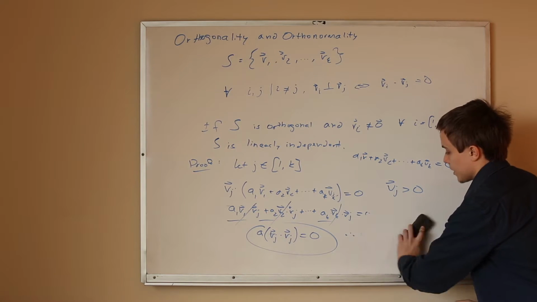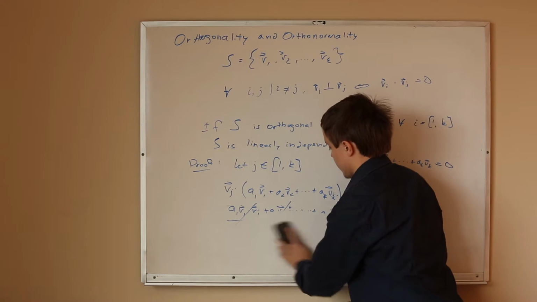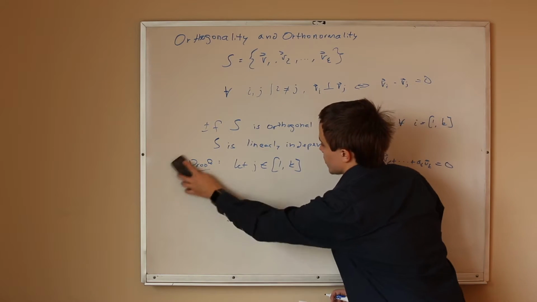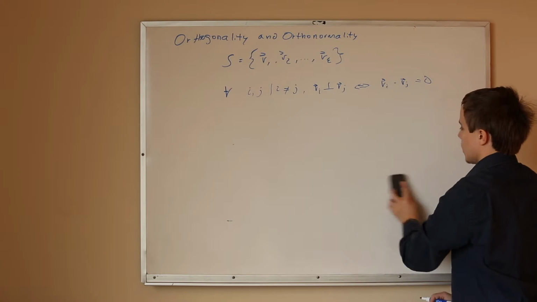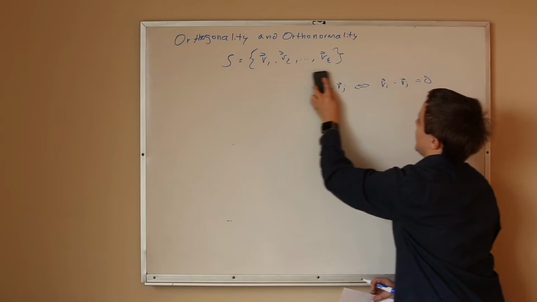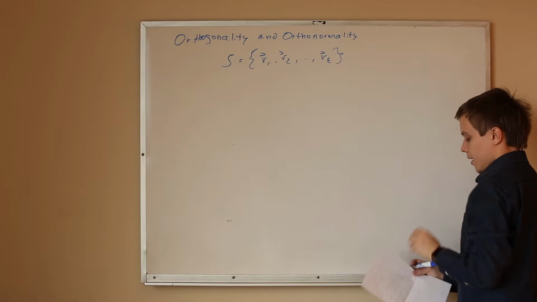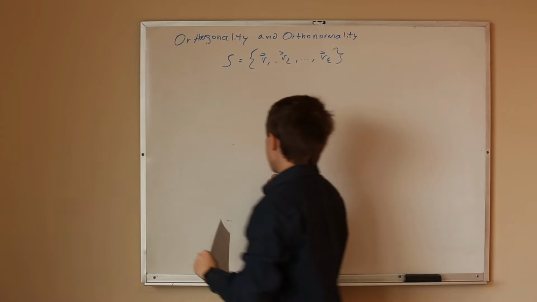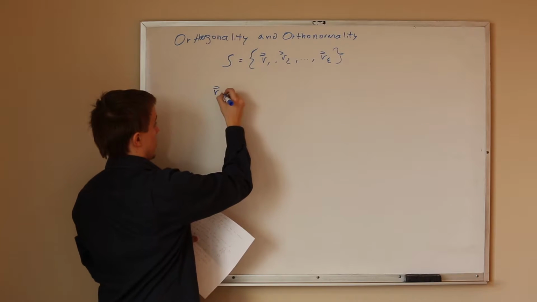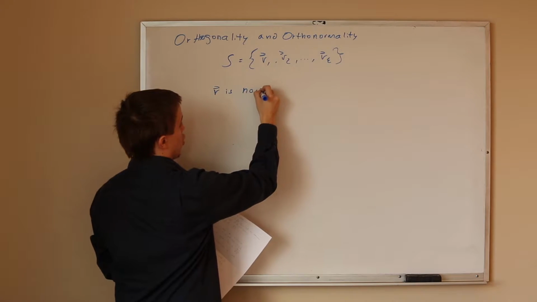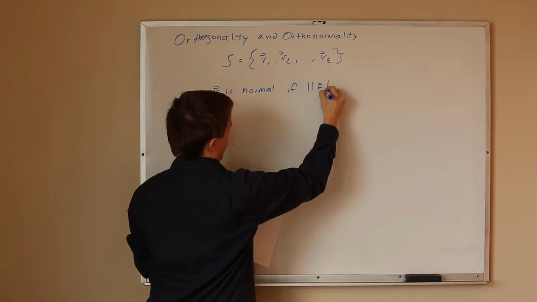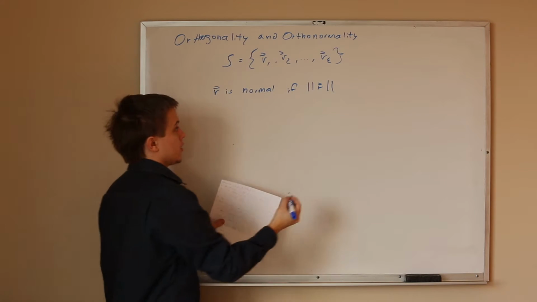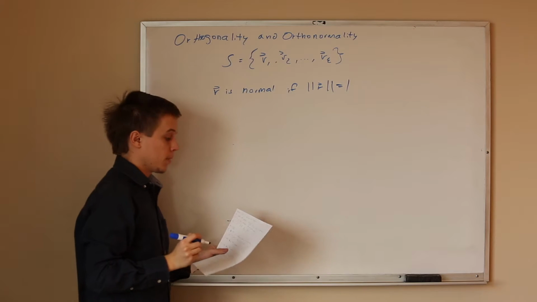So now we have a concept of orthogonality in sets. So let's talk about orthonormality. And again, I'm just going to leave our little set S on the board. So let's say that a vector v is called normal if its length, and we denote length of vectors by double bars, is equal to 1.